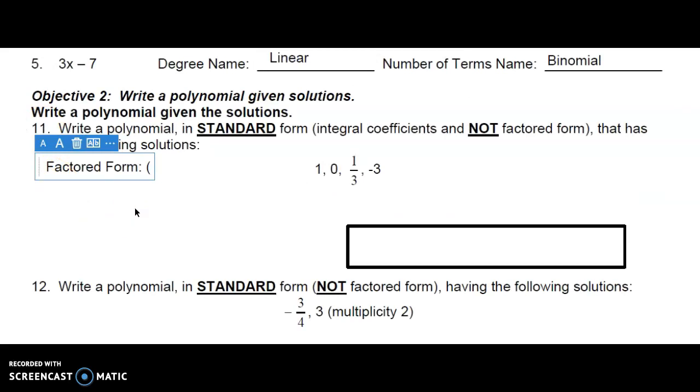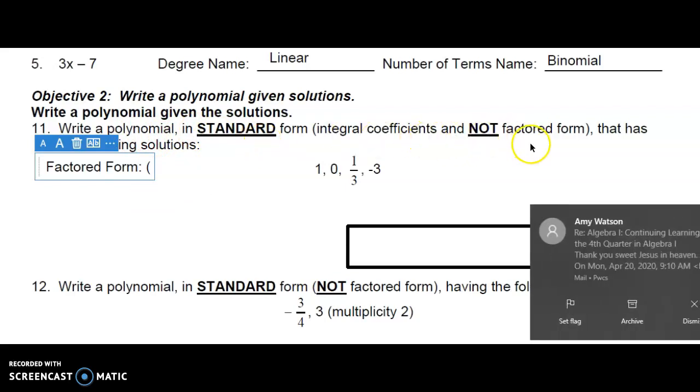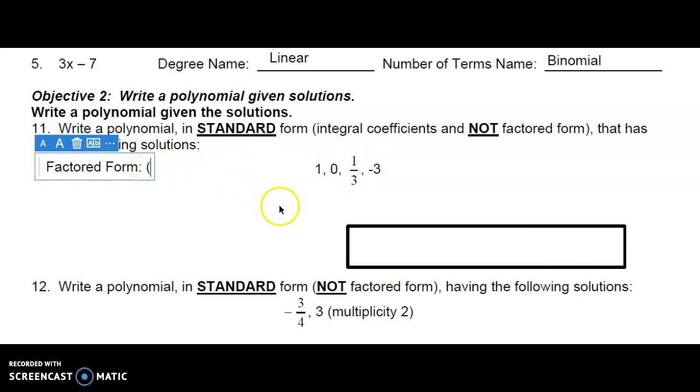So now looking at objective 2, number 11, we want to write our polynomial in standard form with integral coefficients, not in factored form, that has these following solutions. To do that, we must write it in factored form first. Factored form is what we were just working on. So if I have 1 as a solution, my factor would be x minus 1, because remember factors are the opposite sign. 0 as a solution is a little tricky. All that means is your factor is just the variable x. Usually we want to put that factor in the front of our factored form, so I'm just going to write it up front.